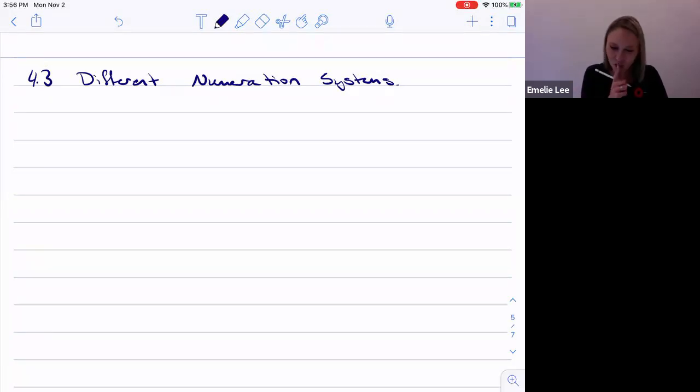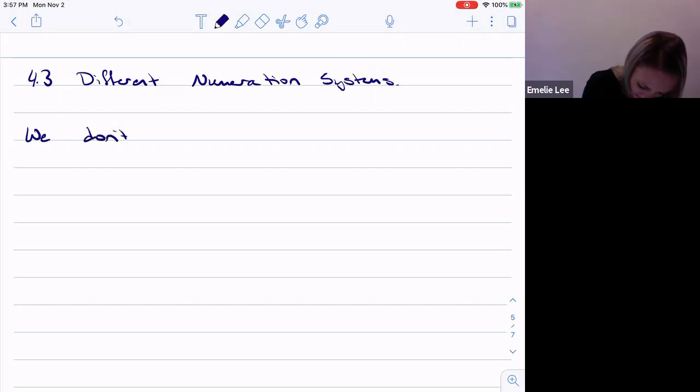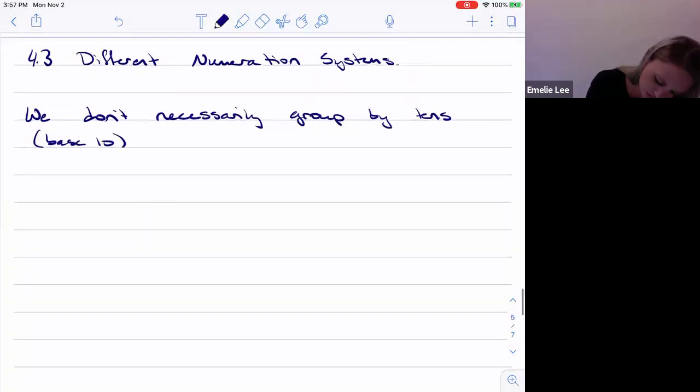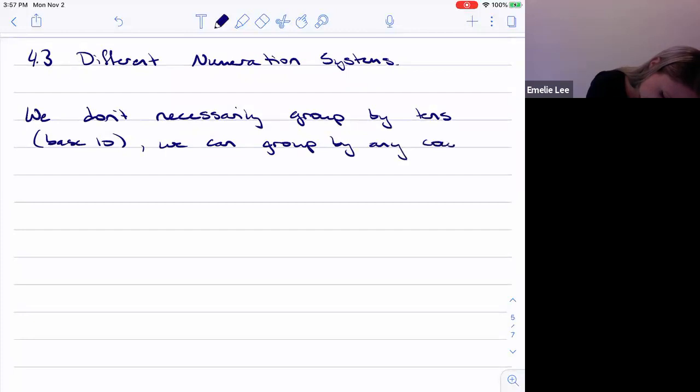All right, so let's start talking about different bases. But first we'll establish that we don't necessarily work in just grouping by tens. So we don't necessarily group by tens, which is called base 10. We can group by any counting number.